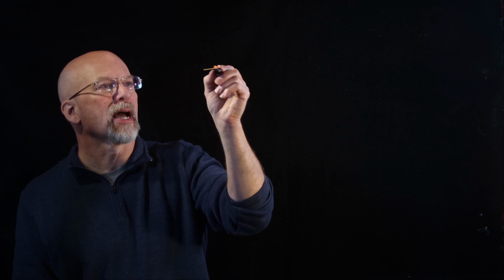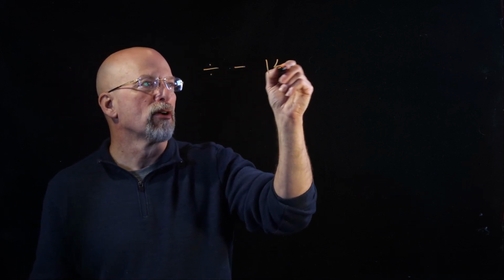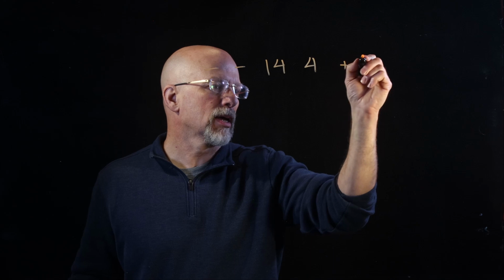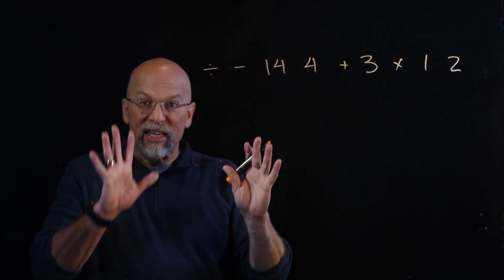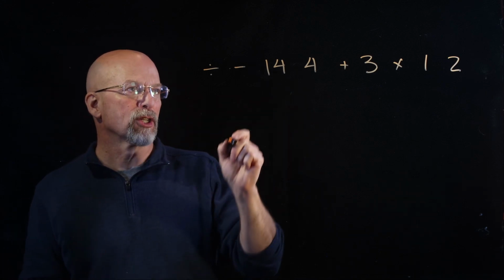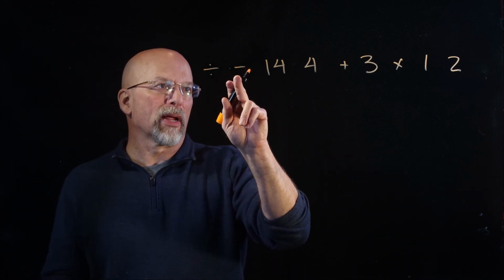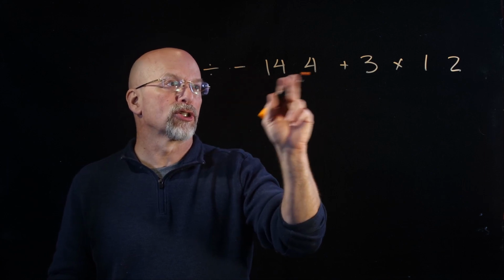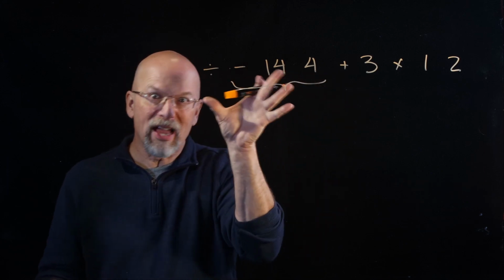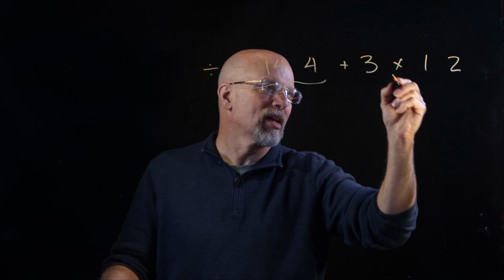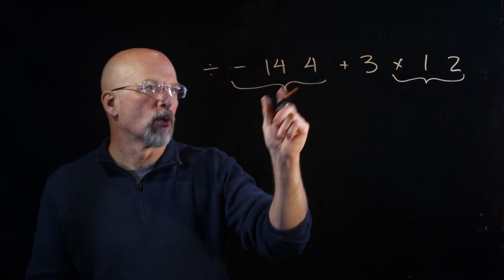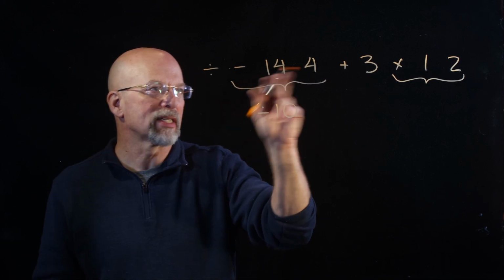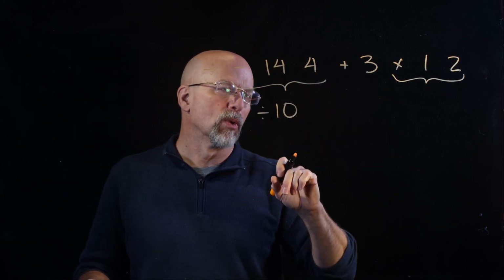So before wrapping up this lesson, let's do a couple of examples. Let's see, how about divide minus 14, 4 plus 3 times 1, 2. All right. This is going to be prefix notation. Now you notice I've got an operation, two operands. So there's one of those patterns we're looking for. I also have one down here. Operation, two operands. So 14 minus 4, that's 10. So substitute the 10 where that operation occurred.